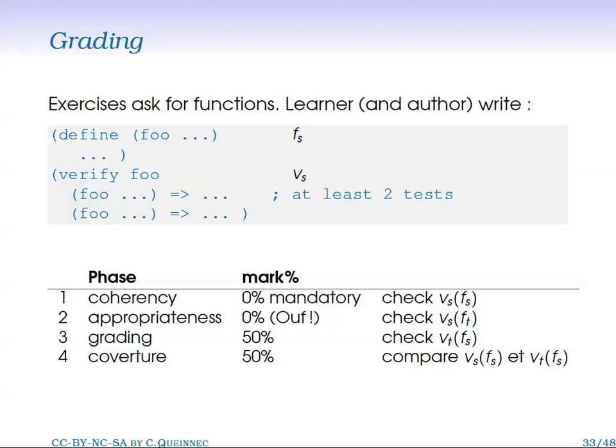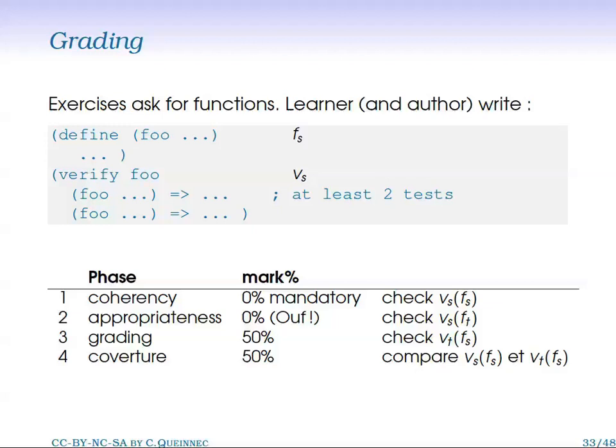So grading, you just take the function of a student and you pass it through the verification of a teacher. And if there are 10 tests and you succeed 5, you get 5 on 10. And then we wanted to be able to check the unit test. And so we fought a lot of time last year to do that. And this is what we do.